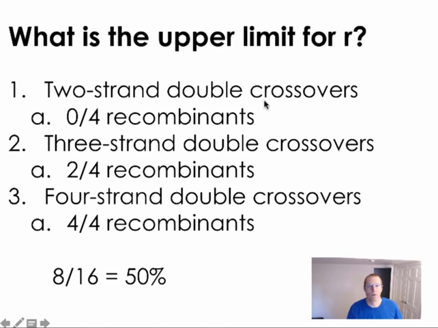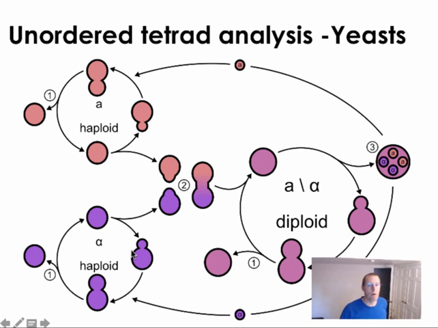The 2-strand double crossovers are going to give you 0 of 4, 3-strand 2 of 4, 4-strand double crossovers 4 of 4 recombinants. Now, you only get this 50% value being reached when you've got the genes really, really far apart. So just keep in mind that relationship.